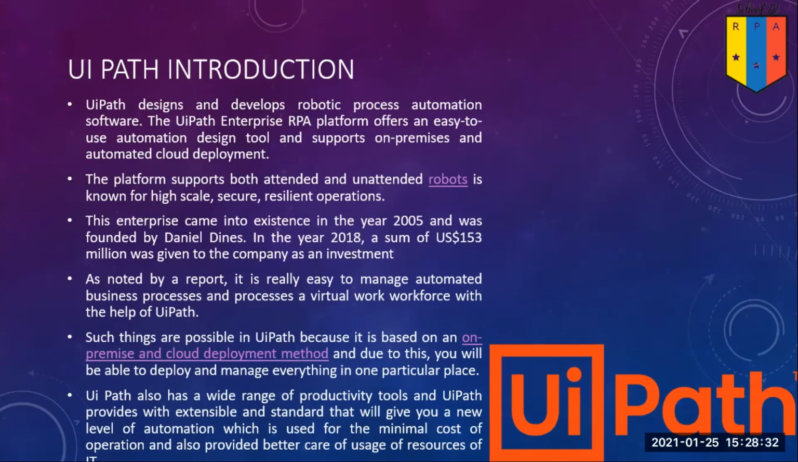Now, let us look at UiPath. UiPath designs and develops robotic process automation software. The UiPath Enterprise RPA platform offers an easy-to-use automation design tool and supports on-premises and automated cloud deployment. The platform supports both attended and unattended robots and is known for high-scale, secure, and resilient operations. This company was started in the year 2005 and was founded by Daniel Dines. In the year 2018, they raised $150 million in investment.